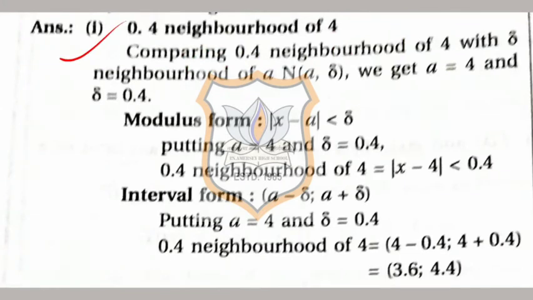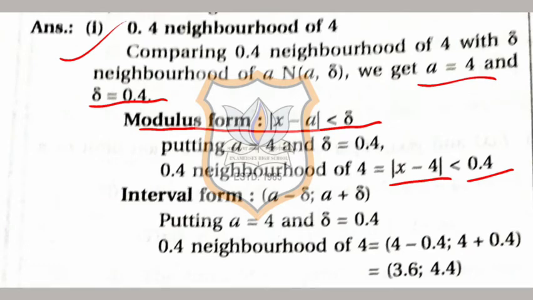First, if you see 0.4 neighborhood of A, if I compare this with delta neighborhood of A, we will get A is equal to 4 and delta is equal to 0.4. Now you know the modulus form is mod of x minus A is less than delta. Let's substitute the value of A and delta. So we will have mod of x minus 4 less than delta. What is delta? 0.4. So mod of x minus 4 is less than 0.4 is the modulus form.